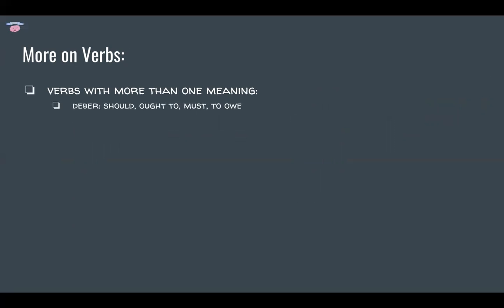So some more on verbs. There are some verbs with more than one meaning. For example, deber means should, ought to, must, or to owe. So it can mean like I should eat dinner, or I ought to eat dinner, I must eat dinner. Or you can also say I owe you. Deber is a regular verb, as are all the other ones on this list. So you can just go back to the conjugations and find out how to actually use them in a sentence.